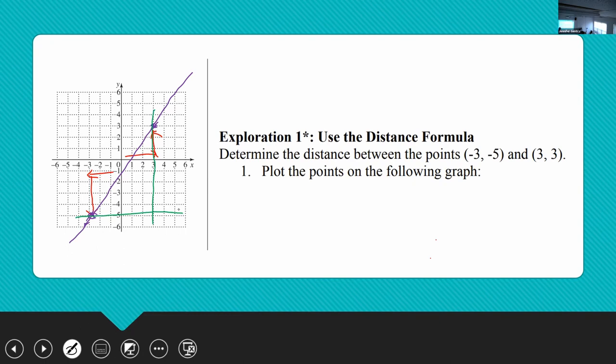Those two lines we just drew, where are they intersecting? 3, -5. That's what goes on that second box under there. This horizontal leg, how long is it? How many boxes? 1, 2, 3, 4, 5, 6. Not rocket science here, guys. What's the length of this vertical leg? 1, 2, 3, 4, 5, 6, 7, 8.